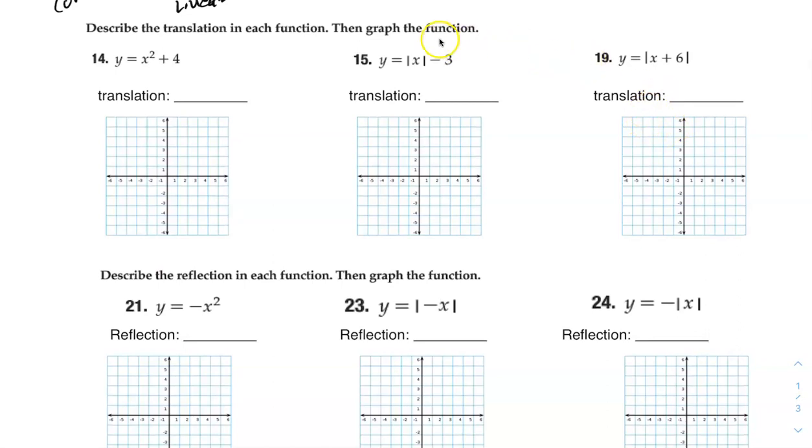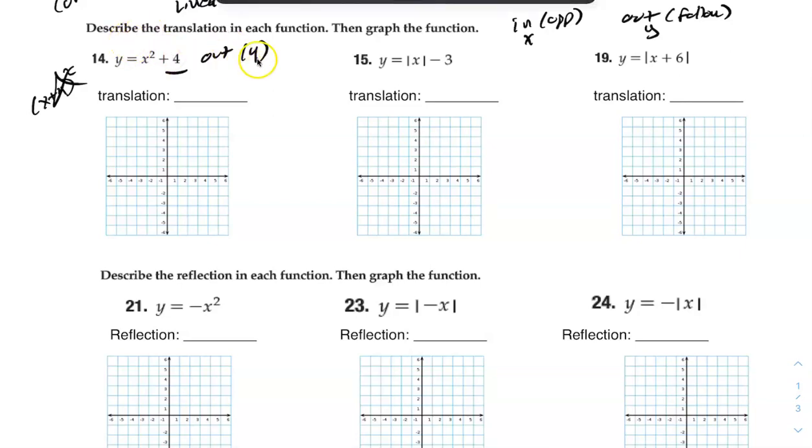Describe the translation and then graph the function, right? So the key here is inside opposite, outside follow. And when I say that, I also expect you to know that inside is the x values, outside is the y values. So look at this first one here, right? This is on the outside of x squared. Inside would look like this. Right, that'll be the inside. So this is on the outside. That means it affects the y values.